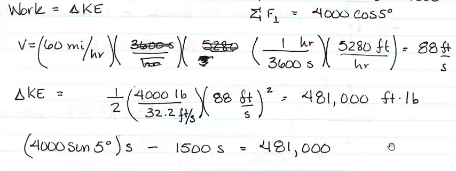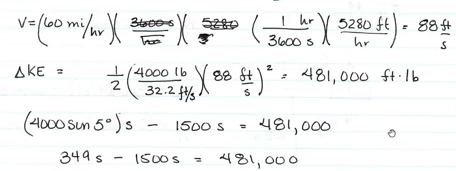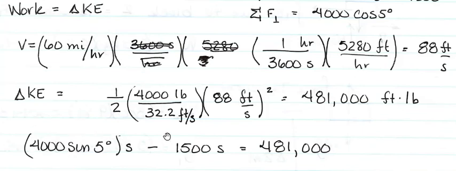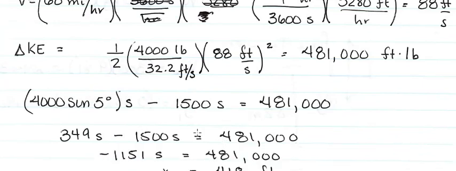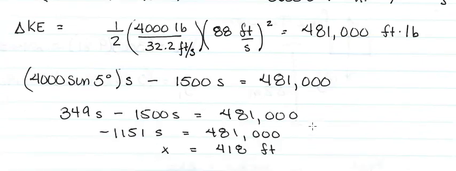Now we're just going to go ahead and solve for our change. Here's our force. Remember, we're going to use the work, which is my force times my distance along the direction of the path, and S is the path. My braking force is 1,500 pounds along the direction of the path, and we already know what our change in kinetic energy is. That's where the 481,000 comes into play. I go ahead and solve, and the braking distance is going to be 418 feet.